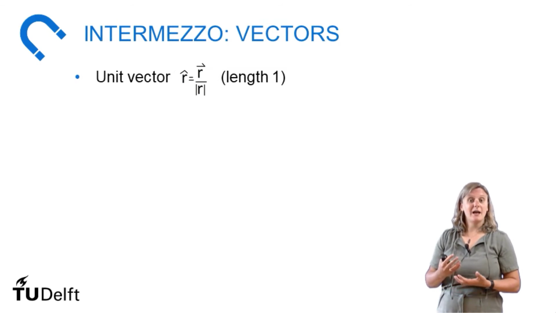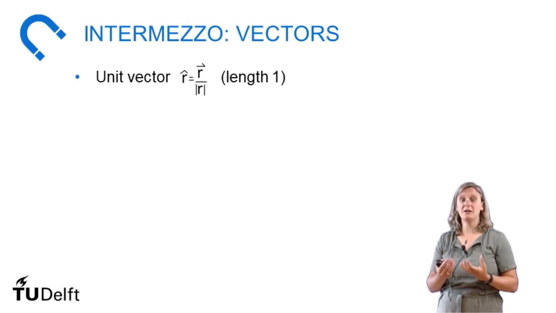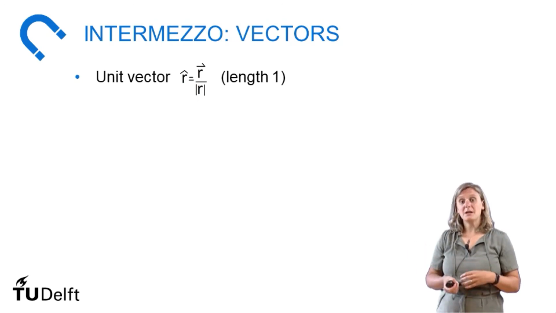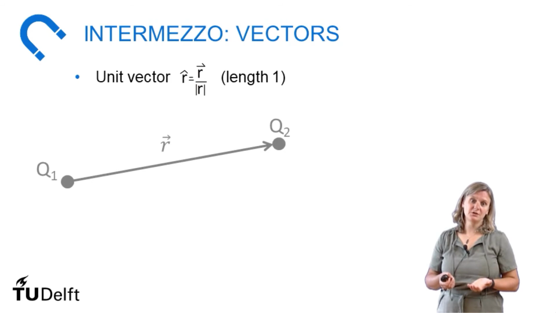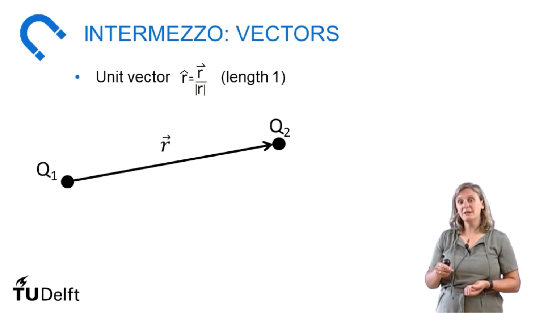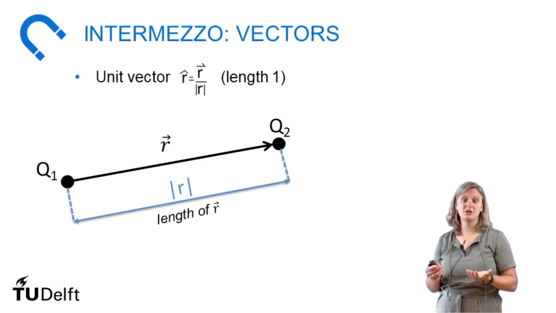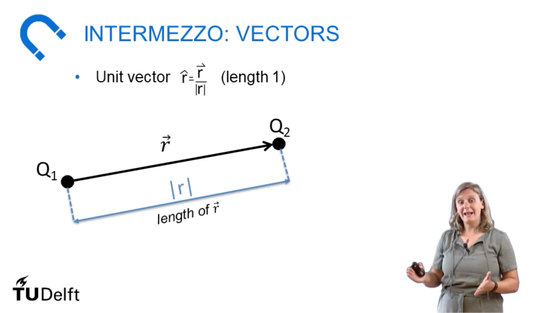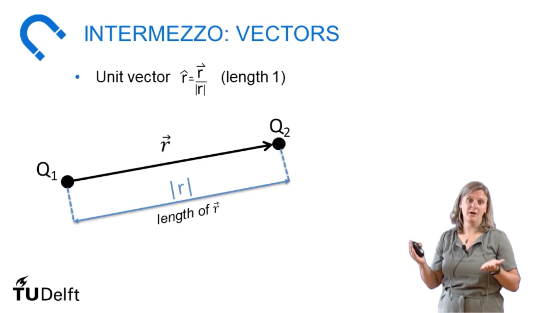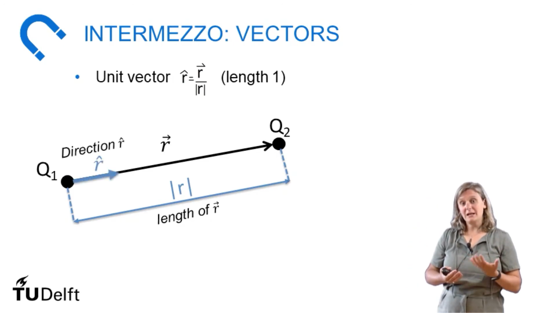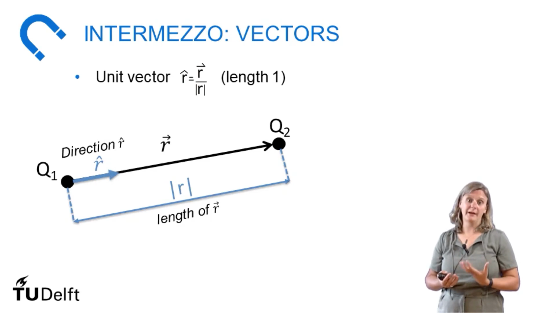What in the end r hat is, it is the unit vector of r. So what that means, it's actually a vector, a direction with a length of 1. So we have the vector r, so this is r with this arrow, and the vector r points from Q1 to Q2 with a length of r. But the unit vector r hat is actually normalized with the length of r, which is this r between vertical lines, the length of r. So basically r hat is what we call the unit vector of r.